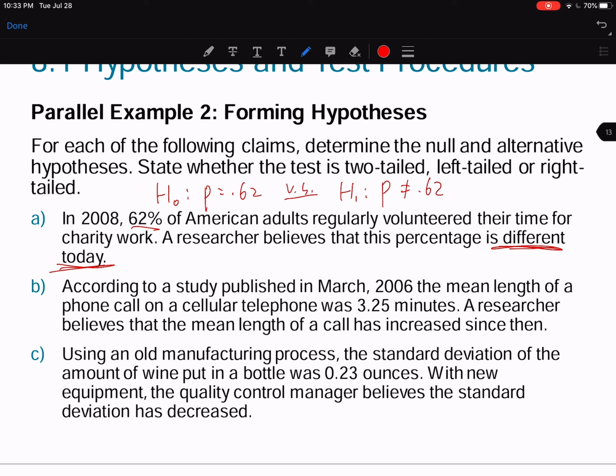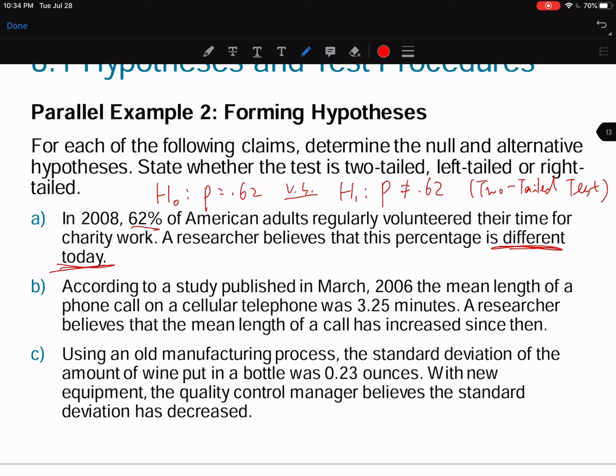So what kind of test is this? Since we have p is not equal to 0.62 in the alternative hypothesis, this is a two-tailed test. All right, I hope this makes sense to you. Let's take a look at part B.